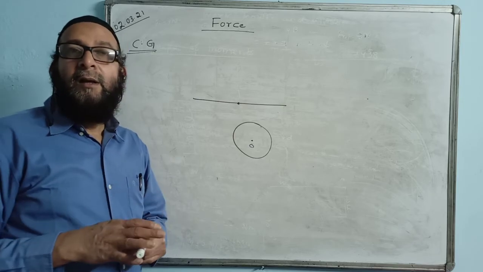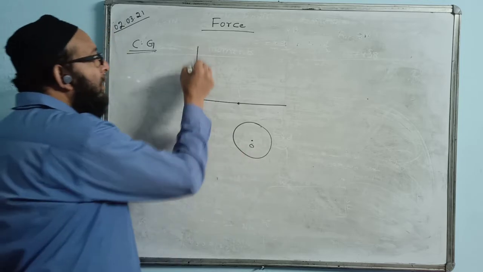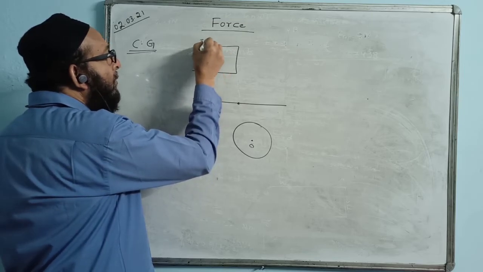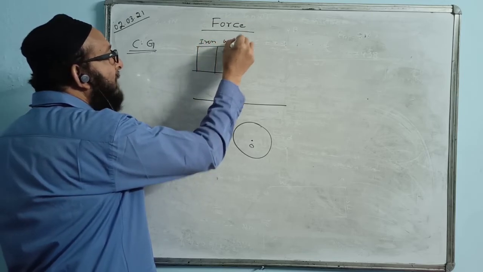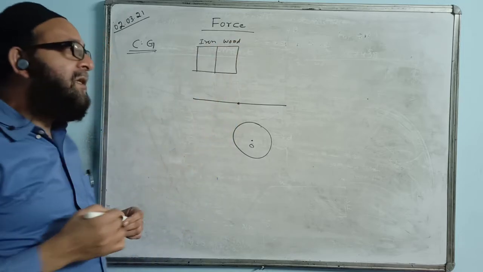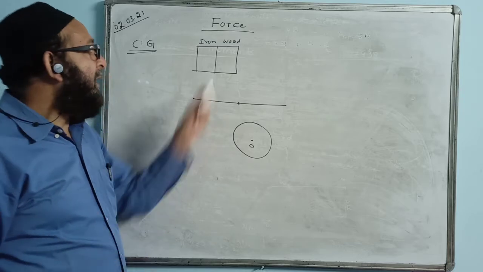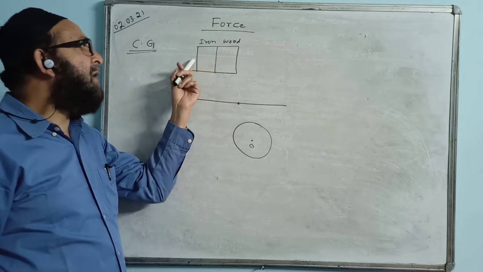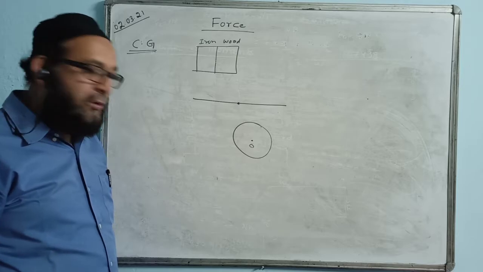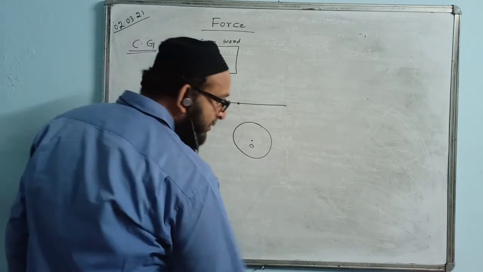If the masses are non-uniformly distributed, unevenly distributed, that time. Suppose we are having two blocks like this. One is an iron block, one is a wooden block of the same size. So the question may come, where is the CG of this combined or composite block situated? In between, exactly in between, or within the iron or within the wood? Where will it be situated? Tell me.